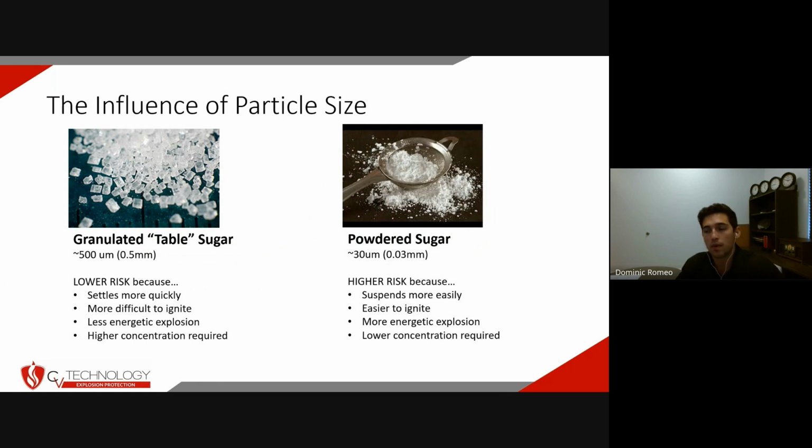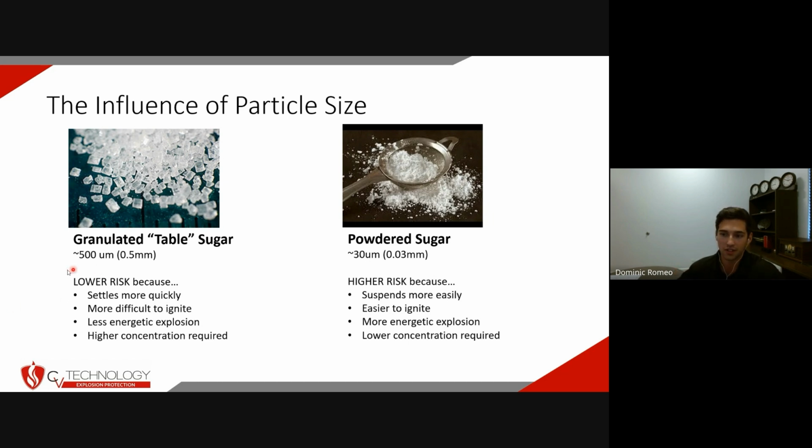And going back to my point about particle size, particle size is probably the number one factor when it comes to determining how dangerous a dust is. That's because of the surface area of that particle. When you have more surface area able to react with oxygen faster, your dust is much easier to ignite, and it provides a much more energetic explosion.